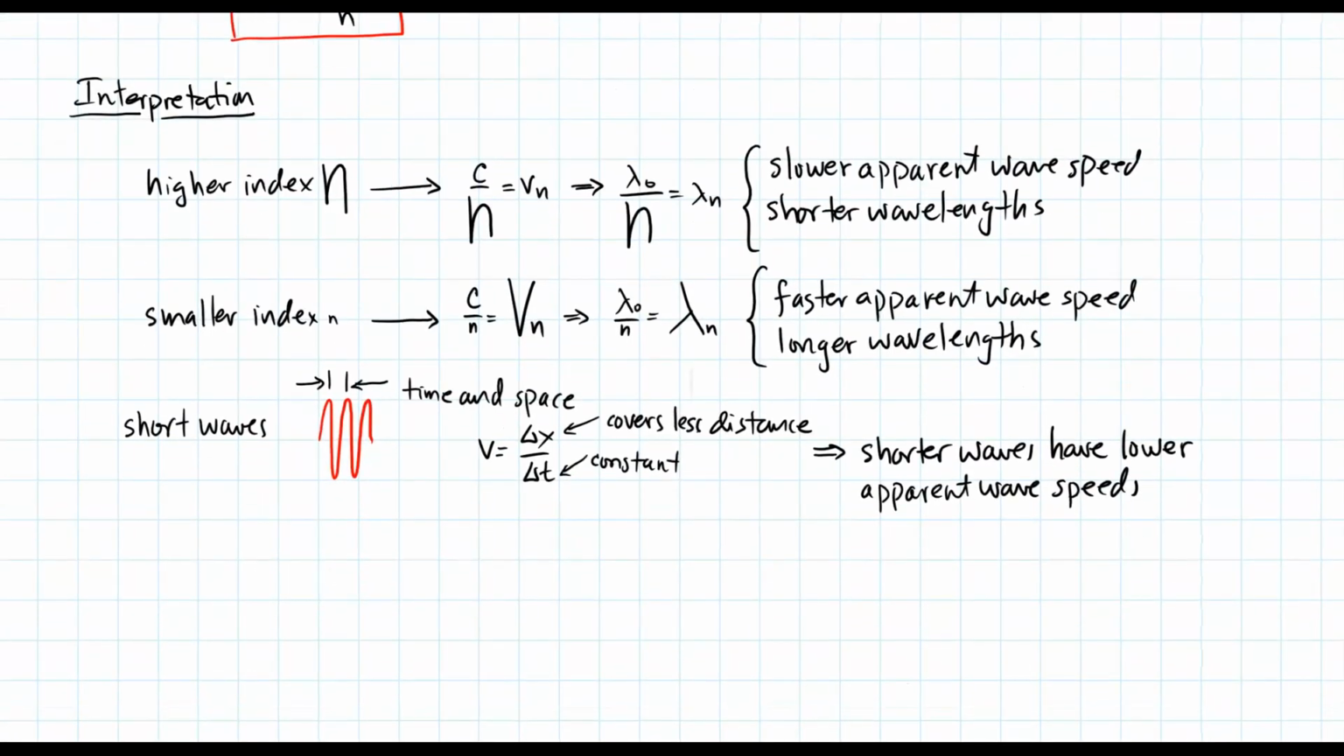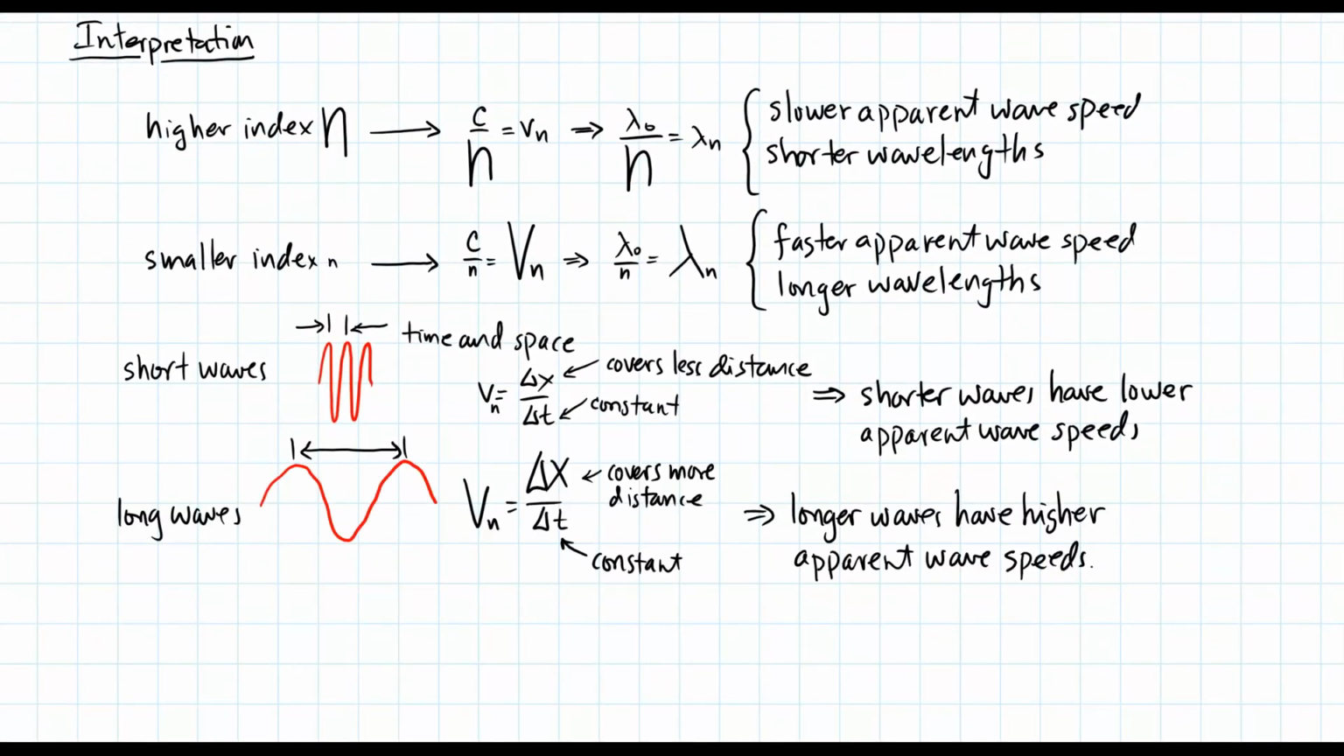Now let's look at the long waves here. Long waves, when I look at peak to peak, have higher speeds for the following reason. The time is the same for both of these waves, but longer waves cover more distance. Therefore, longer waves have a higher apparent speed.